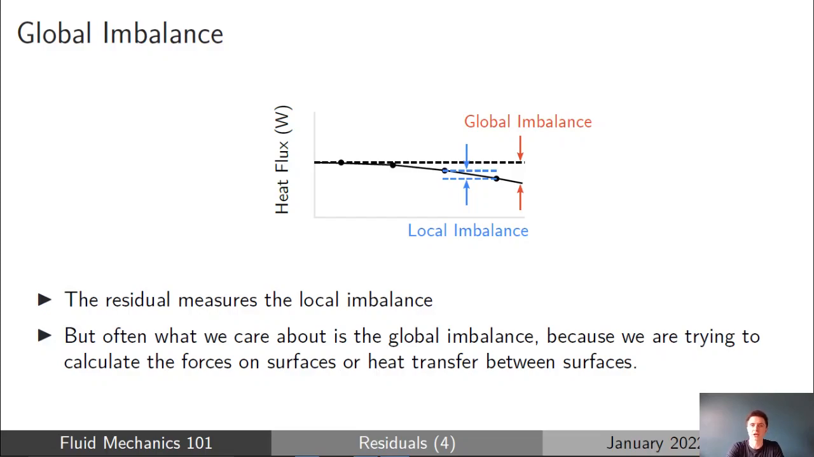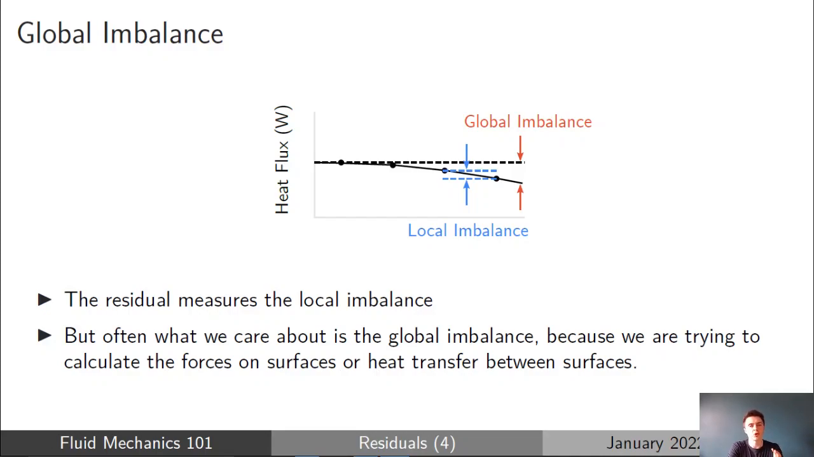And if we're calculating, for example, the forces on a surface, so if you're calculating lift and drag coefficients on an aerofoil, for example, or the heat transfer coefficient from a hot surface, these are the forces and the heat fluxes that are recognized on the boundary of the domain rather than in the middle of the domain.